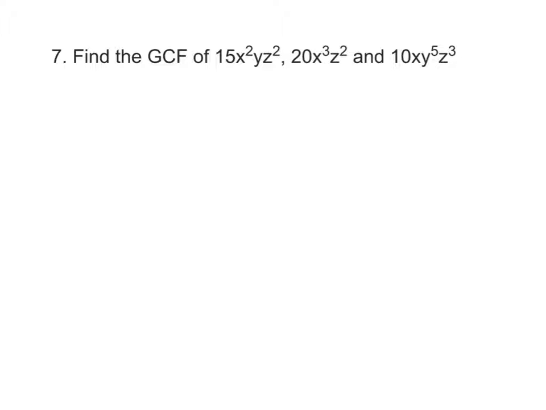Now flip to number 7. Now we have 3 different terms up here, and we have to find the biggest term that will divide evenly into each one of those terms. So first thing we need to do is take a look at the numbers. So I'm going to do the factor tree for 15, and then I'm going to do it for 20, and then 10. So 15 I know is 3 times 5, and those are both prime numbers.